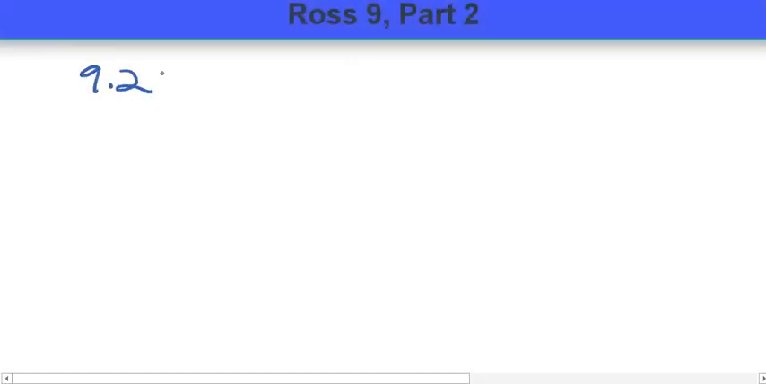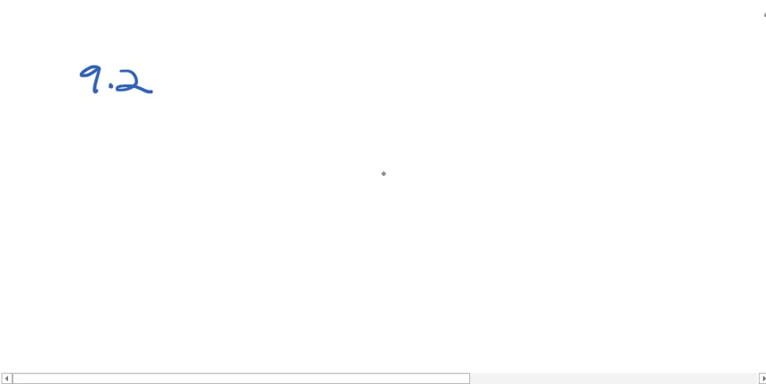Let's talk about Ross, chapter 9, section 2. This is on the syntax of the adjective. This has to do with how you will see the adjective occurring or co-occurring along with other words in a phrase. Okay? Syntax just has to do with the grammatical arrangement and rules governing how words function together.